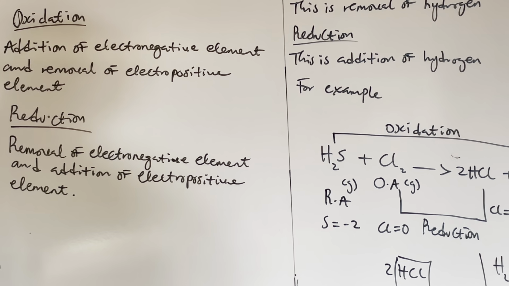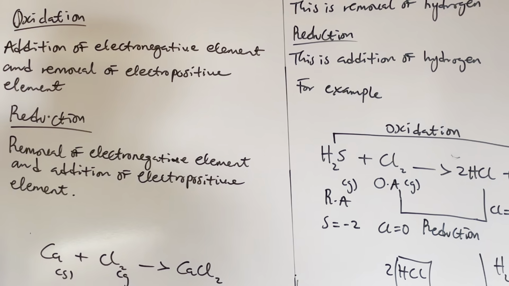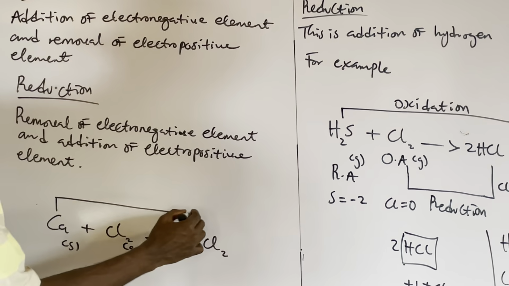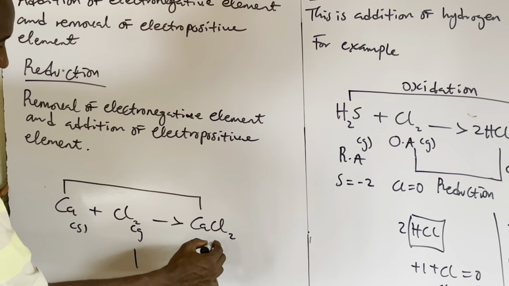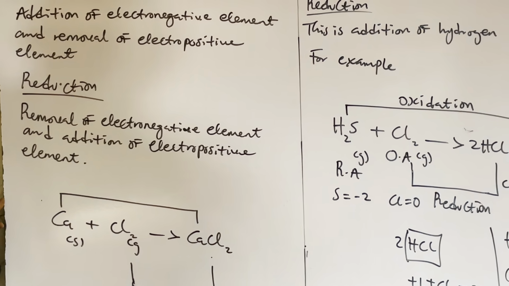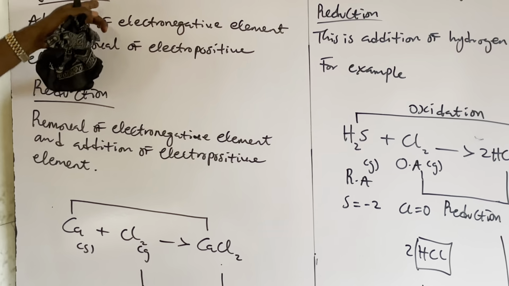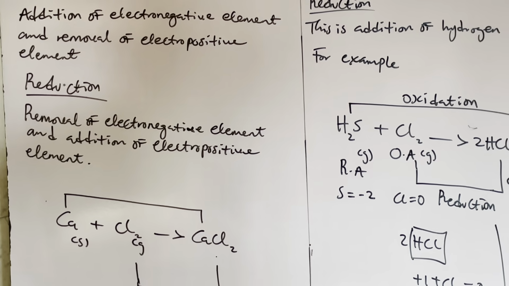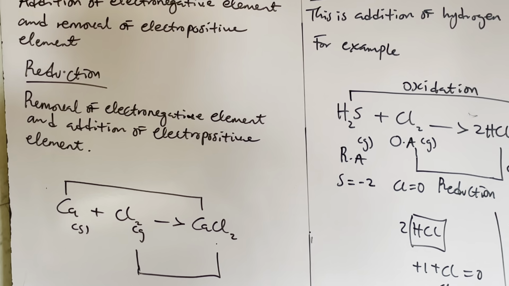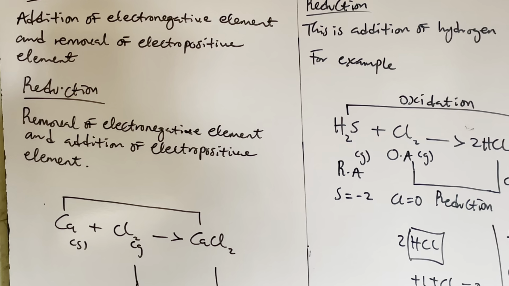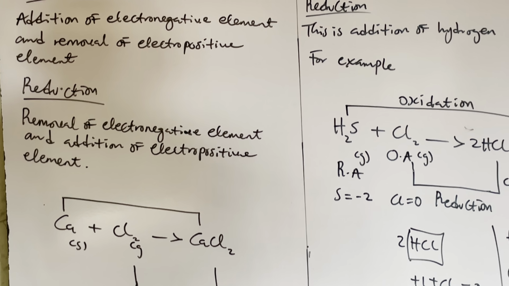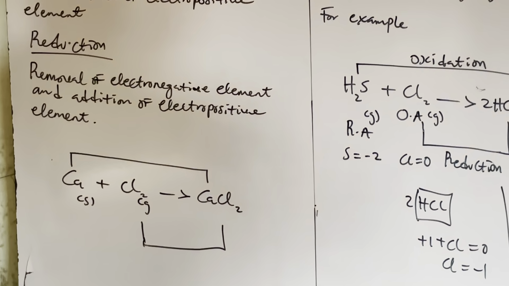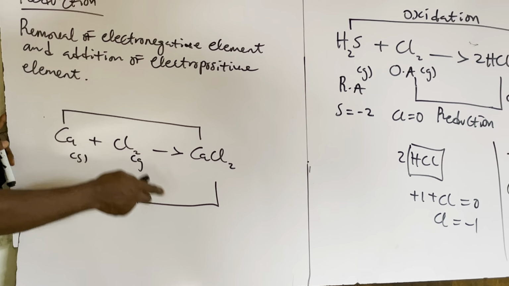Now, let's take an example. Let's take calcium plus chlorine. This is solid and this is gas. Two molecules of chlorine, and this will give us calcium chloride. Is that correct? Now, let's look at oxidation before we write anything here. We are told that oxidation is addition of electronegative elements and removal of electropositive elements. On the one side, we have calcium added to chlorine, right? And on the other side, we also have calcium added to chlorine. So we can call here oxidation and call here reduction. Do you agree with that?